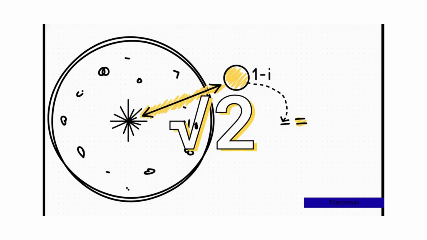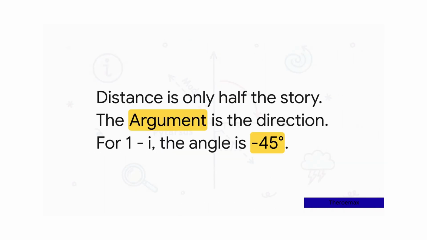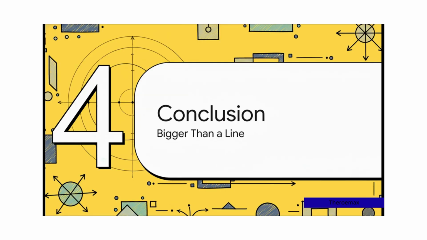Pretty cool. But hang on. Distance is only half the story on a map, isn't it? You also need a direction. In the complex plane, that direction is an angle we call the argument. Just knowing the distance doesn't tell you where you are, it only tells you how far. For the full picture, you need both. So let's bring it all home.